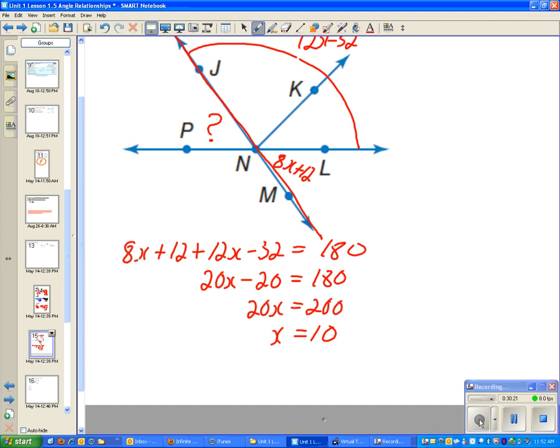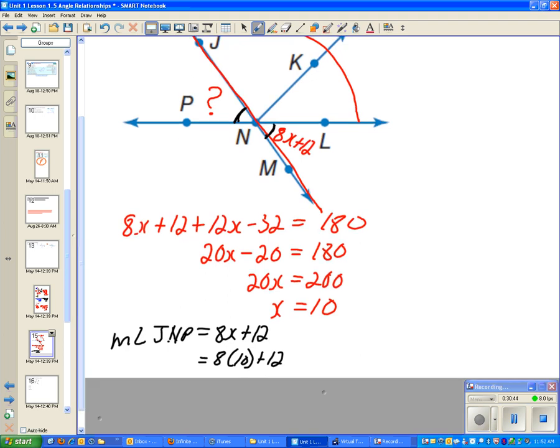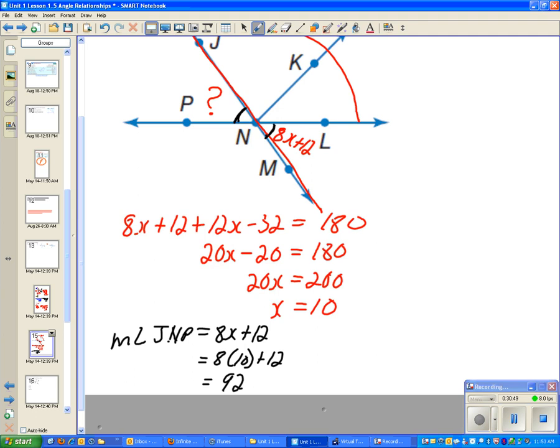Here's why. These are a pair of vertical angles. Vertical angles are congruent. So if the measure of one of them is 8x plus 12, then the measure of the other one is 8x plus 12. So that's 8 times 10 plus 12. What's 80 plus 12? 92. Make sense? Okay.